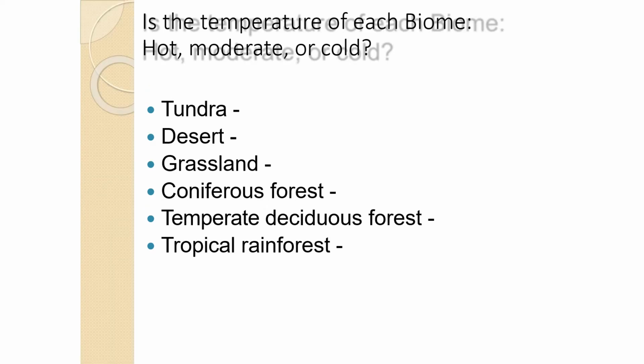Now students, is the temperature of each biome hot, moderate or cold? In tundras, the temperature is very cold. In deserts, the temperature is very hot. And in grasslands, the temperature is neither very hot nor very cold. And in coniferous forest, there is a different type of humidity type of climate. There is lots of humidity because there are plants present here. Long trees are there. Temperate deciduous forests are there, and tropical. I have told you about all these in my previous slide.